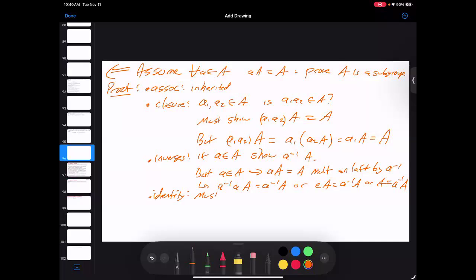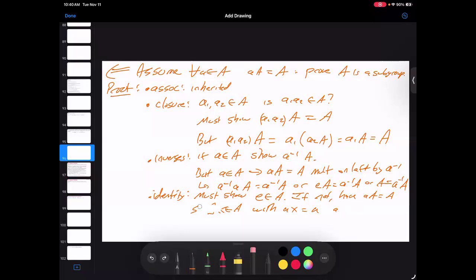So we must show that the identity is in A. If not, we have little a big A equals big A. So there has to exist some x in A with a times x equals a. No, I'll do it direct. I'll do it as a direct proof, not as a proof by contradiction. We must show the identity is in A.